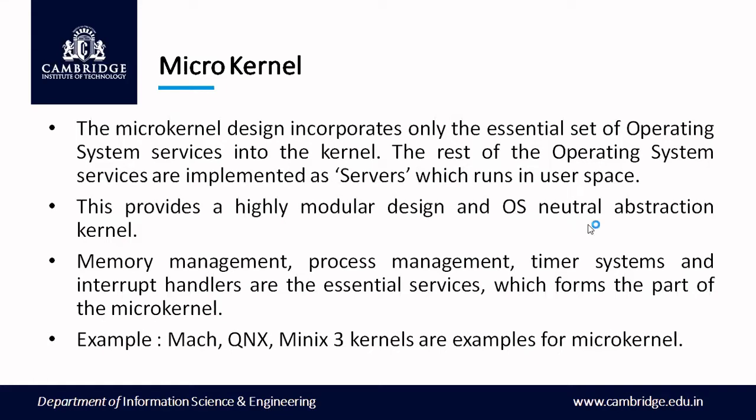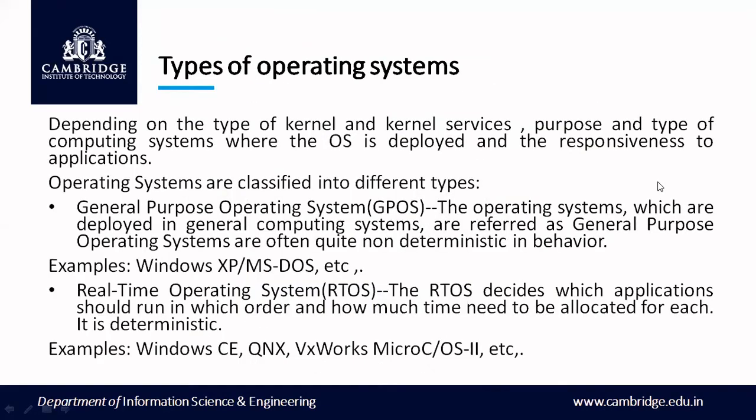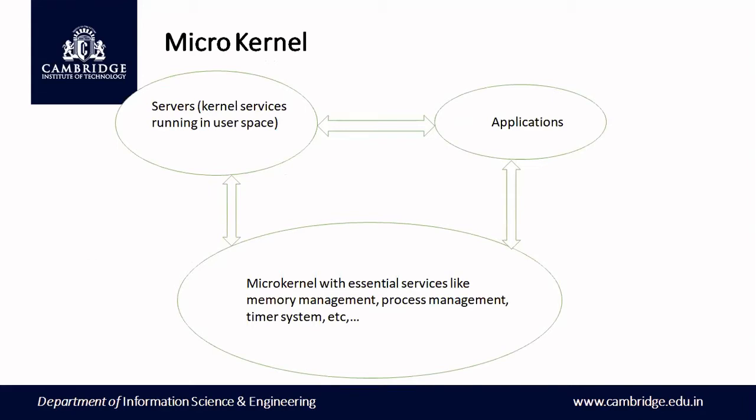The examples for this kind of microkernel are Mach, QNX, and Minix 3. These kernels are examples of the microkernel type. This is the diagram you can see. You'll have applications and servers, which means kernel services running in user space, the non-essential services which run in the user space. And these are the microkernel with essential services like memory management, process management, timer system, etc. So this is nothing but your microkernel with essential services.